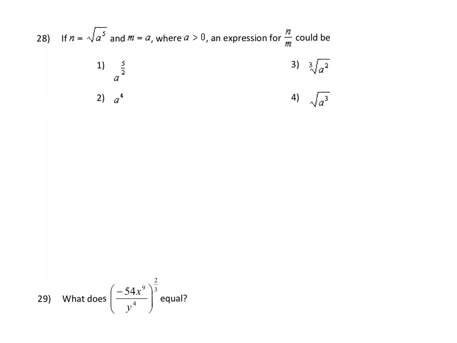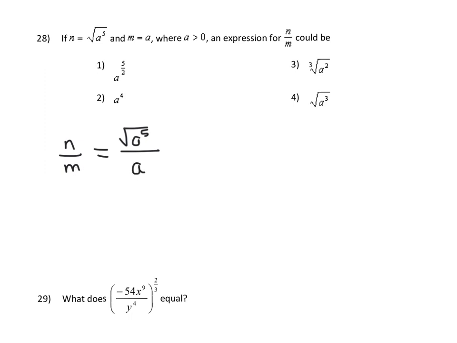Okay, so in number 28, they're telling us that n is equal to the square root of a to the 5th power. And they also tell us that m is equal to a. And they want us to basically determine what this expression is equivalent to, n over m. So let's think about it. I'm going to write n over m. Now, didn't they just tell us that n is equal to the square root of a to the 5th? So let's write that, the square root of a to the 5th power. And then didn't they also tell us that m is equal to a? So I'm going to replace this m with an a.